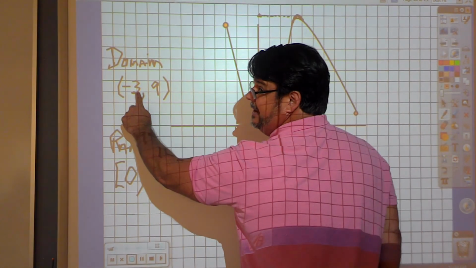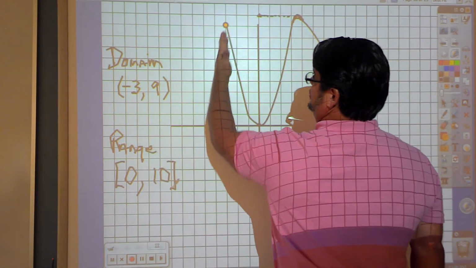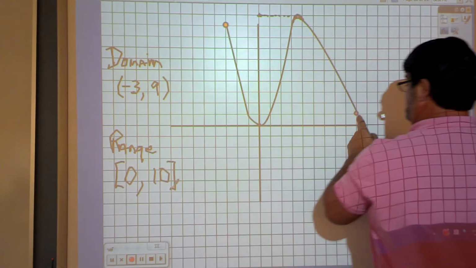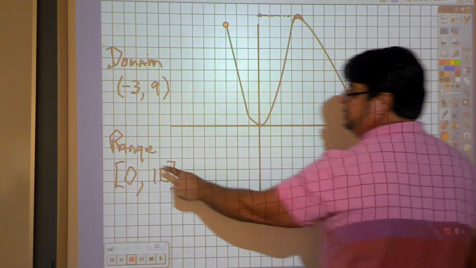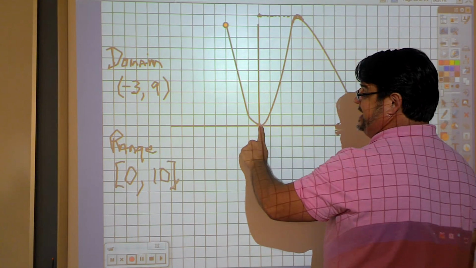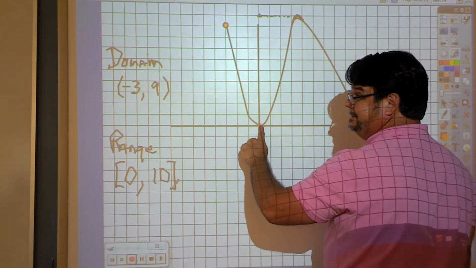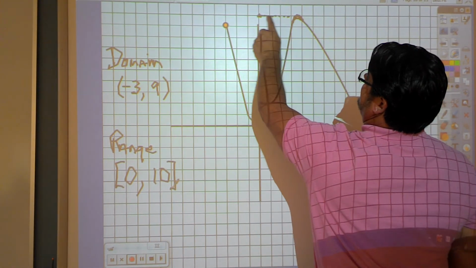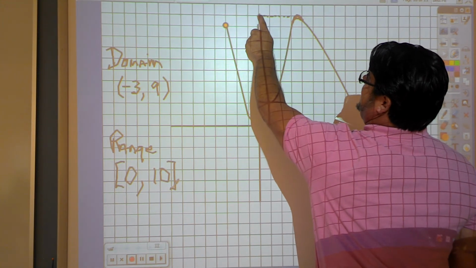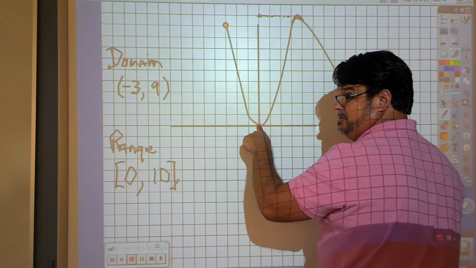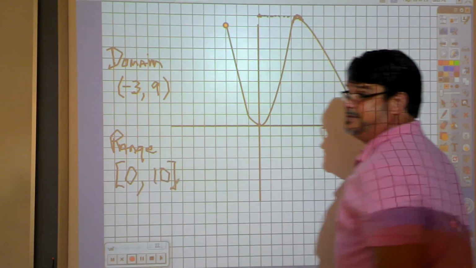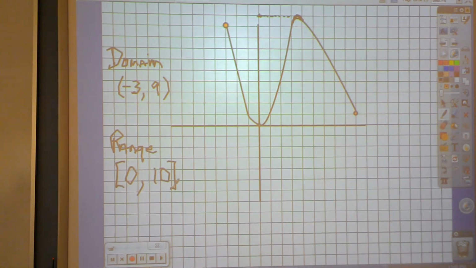The domain, right here, it's got open circles here and here. The range, is that touching that line? Yes. This is touching this line, so you can use that and you can use this. So that's why I've got brackets. Here's an example of one.